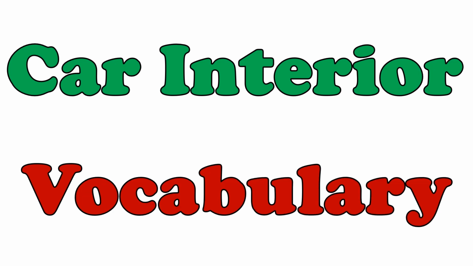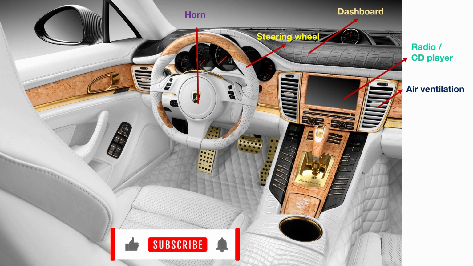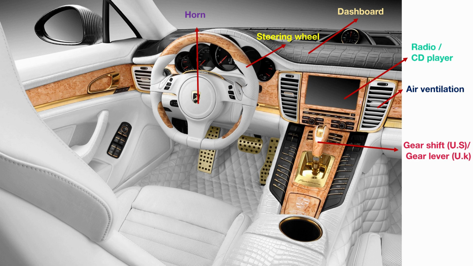Car interior vocabulary: horn, dashboard, steering wheel, radio and CD player, air ventilation, gear shift in the US, gear lever in the UK.